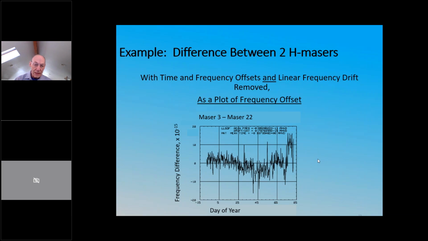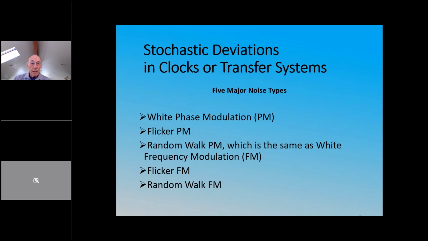And if you stare at this, you can see that there's what you might call jitter, a high frequency noise that has a mean, but then there's also kind of a wander where it's walking away from the original frequency offset. So that's because there are different types of stochastic noise. And so I'm going to talk about stochastic noise now. So these are the different kinds of stochastic noise.